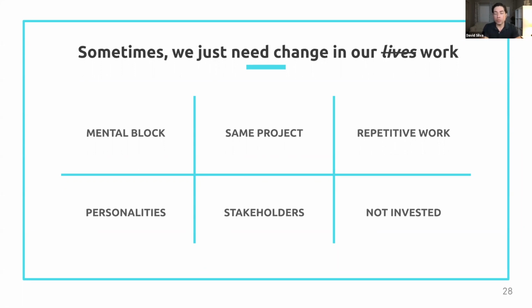Come to find out, he had been working on the same project for years, ever since he started with the company. There were a lot of frustrations and issues with the way the business was managing the project, and he was just not happy about it. He didn't believe in the project anymore, and he wanted to explore something new. He felt stuck in that project and didn't have a way out.